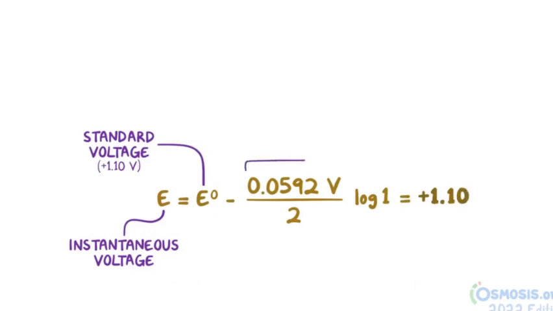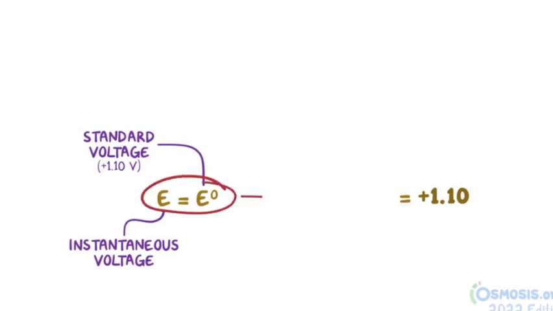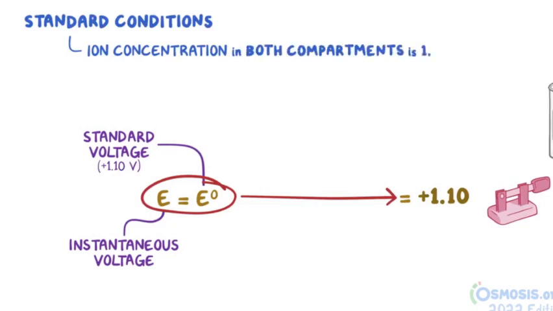The second term in the Nernst equation turns out to be equal to 0, because the logarithm of Q is the logarithm of 1, which is 0. So the instantaneous voltage is equal to the standard voltage. In this case, it's positive 1.10 volts at the instant when we close the switch. The reason why this makes sense is because we're at standard conditions. The ion concentration in both compartments is 1.0 molar.